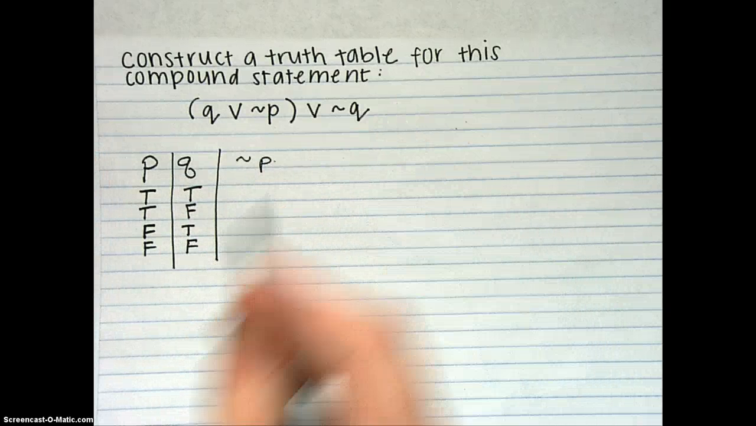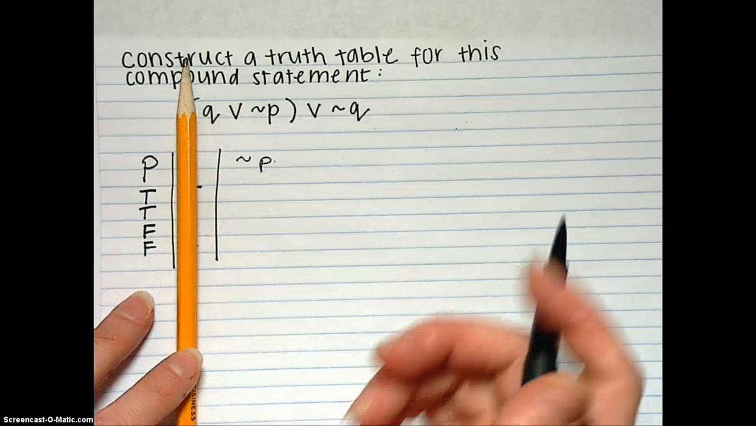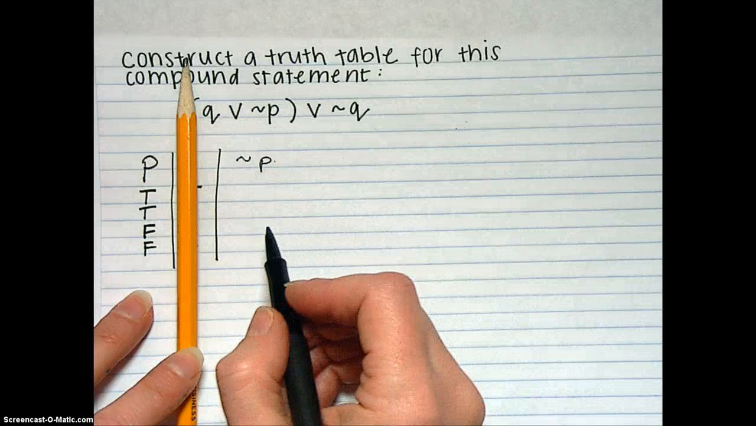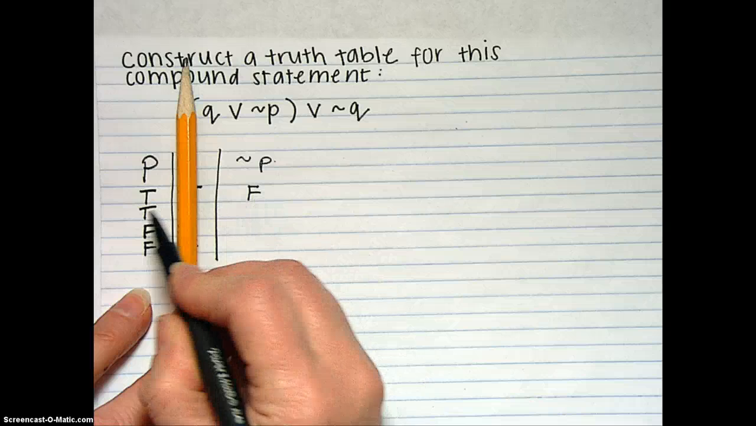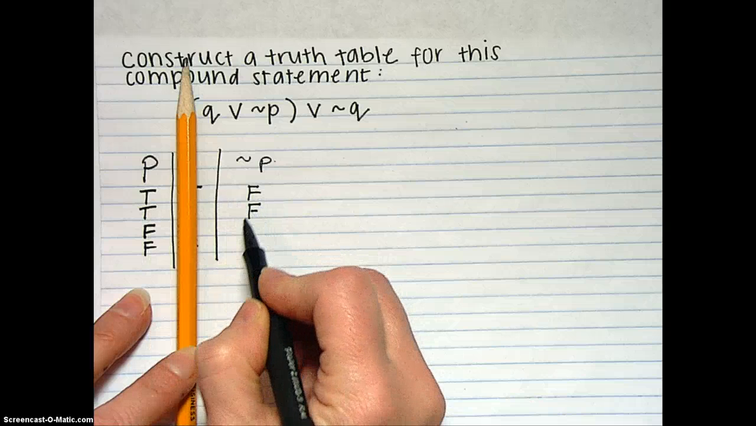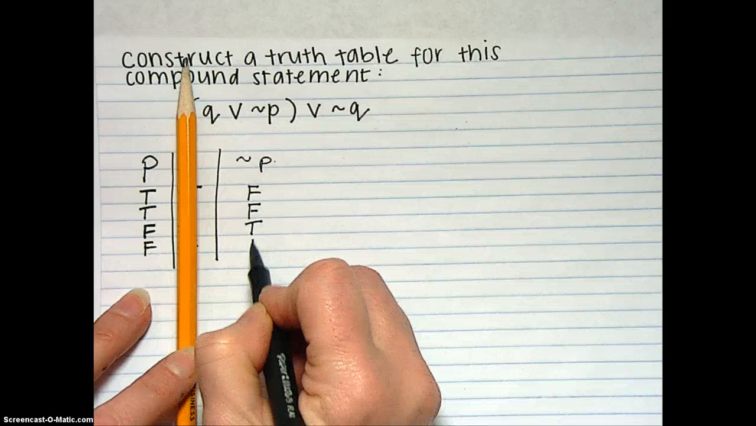And for me to make the not P column, and anybody who has a little bit of dyslexia going on, it's good to cover up the Q column so that you can just go across. Okay, P was true, so not P is false. P was true, not P is false. P was false, not P is true. False, not P is true.